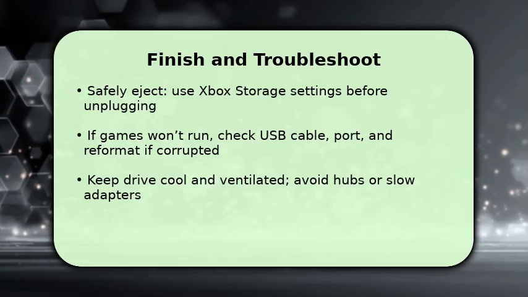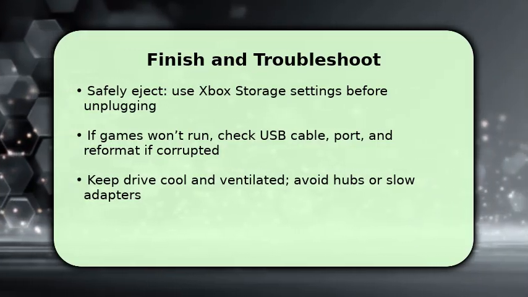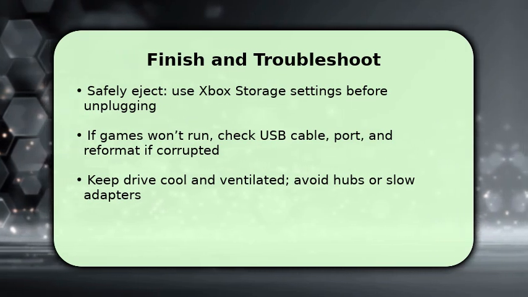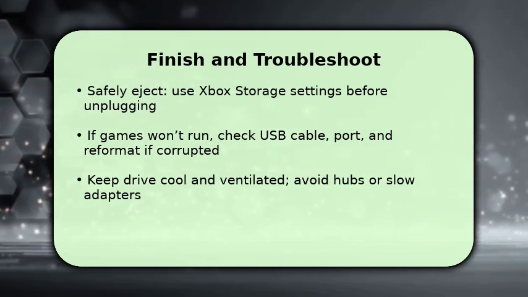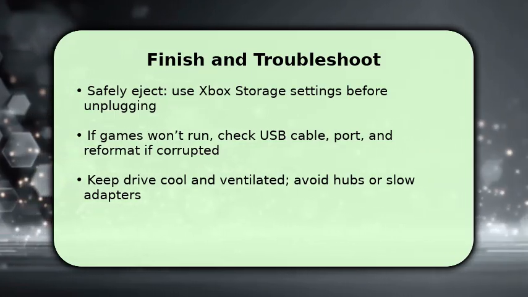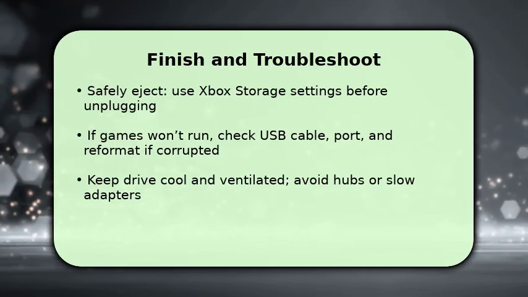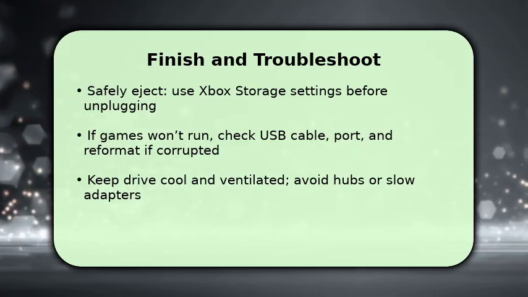To finish, confirm games launch from the external drive and set it as default if desired. Then you're done. If a title won't run, try a quick restart, then reconnect the drive and test another port. If problems persist, check the cable and USB port for damage and reformat the drive on the Xbox. That often restores the required partition table.